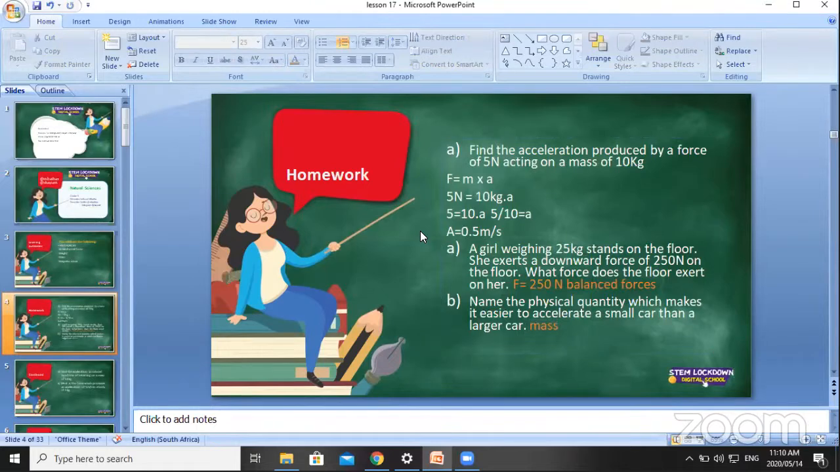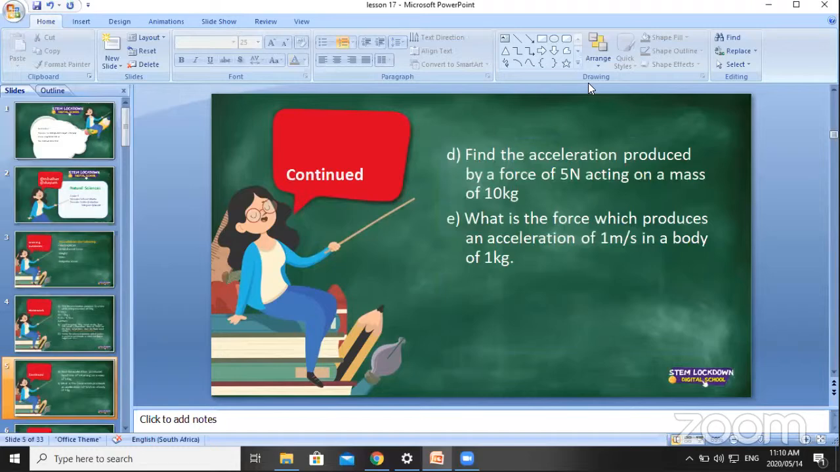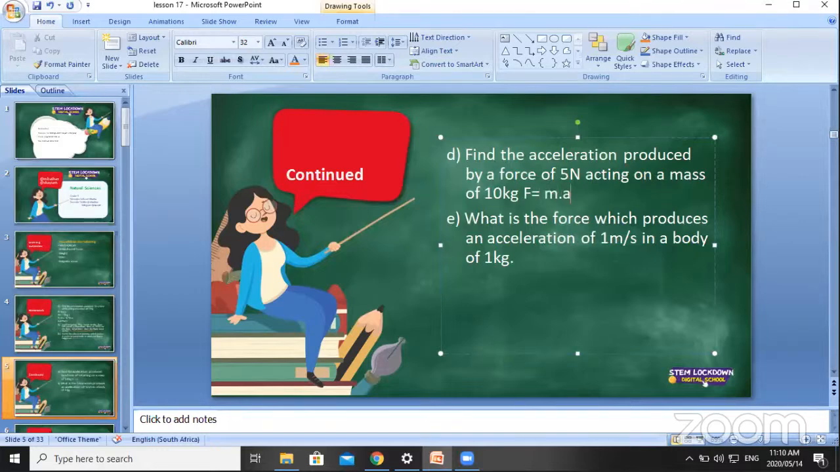Let us do the last two parts. Here I repeated the question. I only saw that when I was doing the corrections. Find the acceleration produced by a force of 5 newtons acting on a mass of 10 kg. We already know the answer here. I showed you the steps. So F is equal to mass multiplied by acceleration, which gives 0.5 meters per second squared.